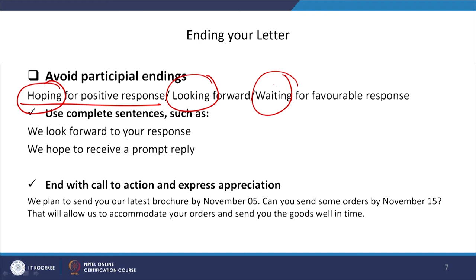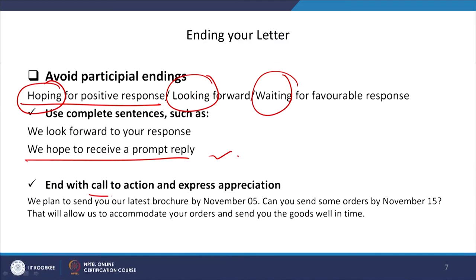Rather, it is advisable to use a complete sentence such as "We look forward to your response," or "We look forward to receiving your response," or "We hope to receive a prompt reply in this regard." Complete sentences are always welcome. It is only in the end that you emphasize and see that some action will be taken. So, end with a call to action.